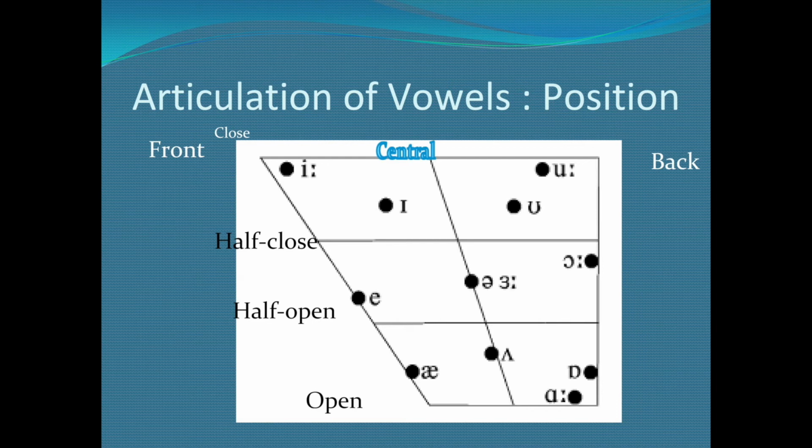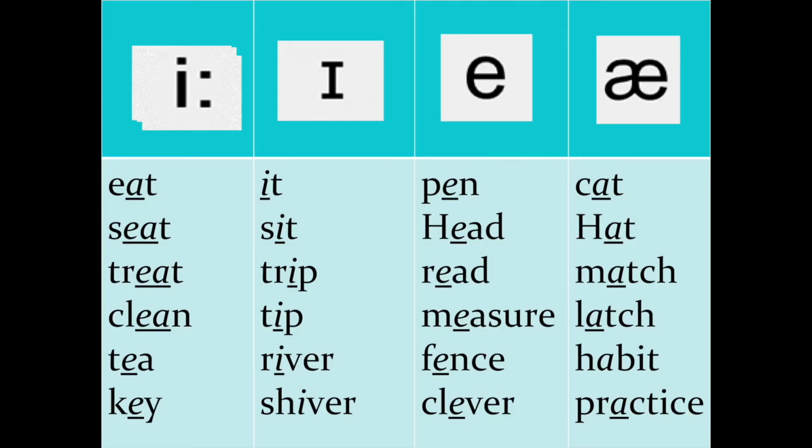So we mention the active articulator, passive articulator, and also the lip position, whether the lips are rounded or unrounded. So while describing every vowel sound, we use these three: passive articulator, active articulator, and how the lips are. Okay. Now let us see the E sound: eat, seat, treat, clean, tea, key.